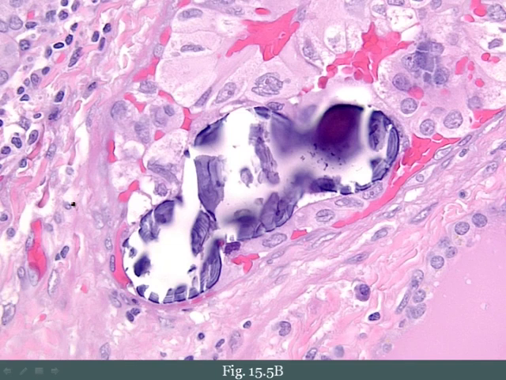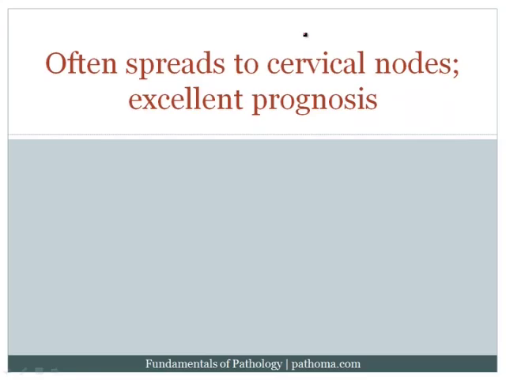Now, because you classically get papillary architecture, you can get calcification of that papillary architecture, which would then result in a psammoma body. Again, a psammoma body is a concentric layered calcification, and so you can see the circles of calcification. Especially notice here, you can clearly see the layering of the calcium in this particular part of the psammoma body. Now, papillary carcinoma classically spreads to the cervical nodes within the neck. However, even when it spreads to the lymph nodes, it has an excellent prognosis.